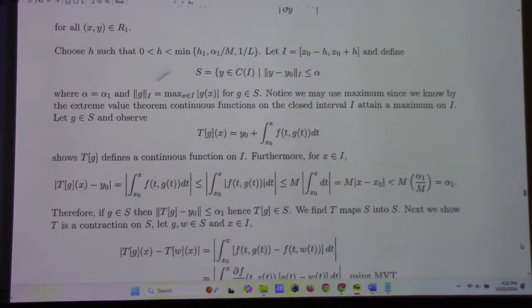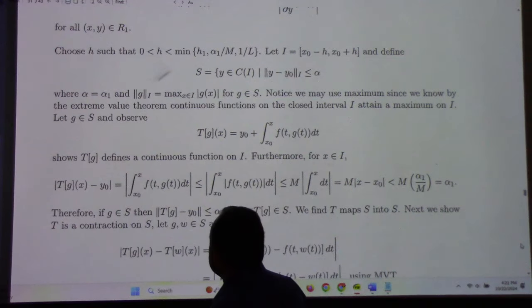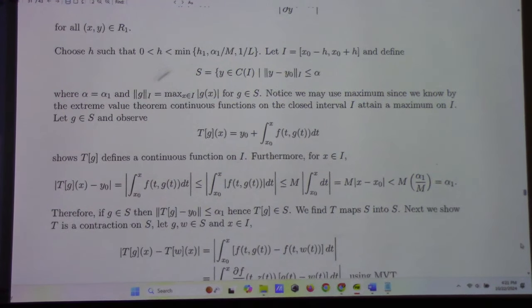So we have g, and this is my notation for the max norm with respect to I, okay? Because the max norm needs a domain in order to be meaningful. And we know that exists because, again, we're looking at continuous functions on a closed interval, so the max exists, great.